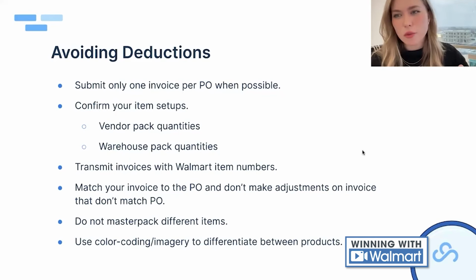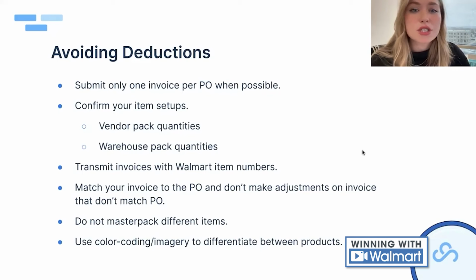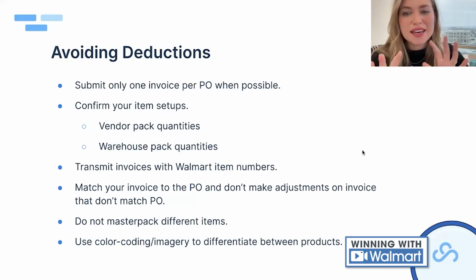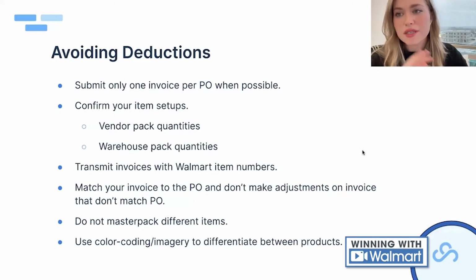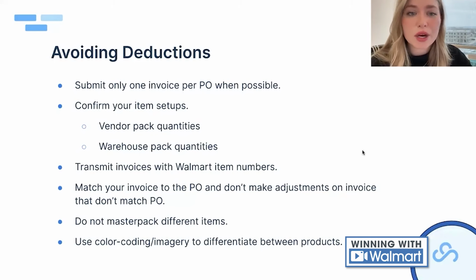And so here are some high-level best practices that we suggest, and Walmart suggests, and everyone we've talked to has established, of how you can avoid and prevent deductions from happening. So we suggest only submitting 1 invoice per PO when possible. And this is pretty much in every case. There are some times where you might think, oh, it would be better if I submitted multiple POs. Don't do that. Submit multiple invoices. Try to submit only 1 invoice per PO.